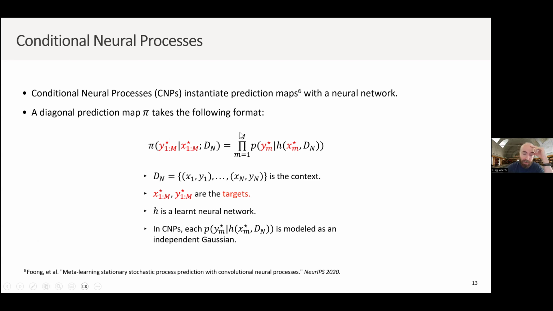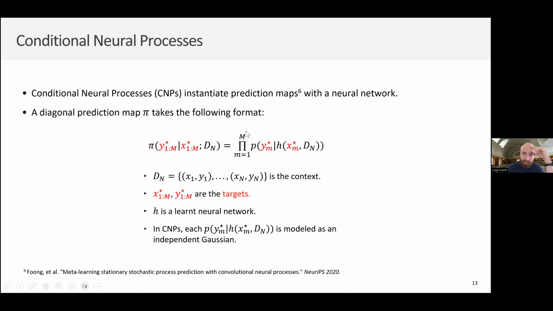And what this conditional neural process does is the simplest possible thing, which is, okay, I'm going to map the context of previously observed points to a neural network. Then I'm going to use that to parameterize the prediction, which could be, for example, a Gaussian at the points that you want to query.